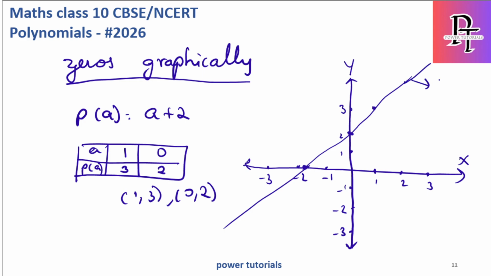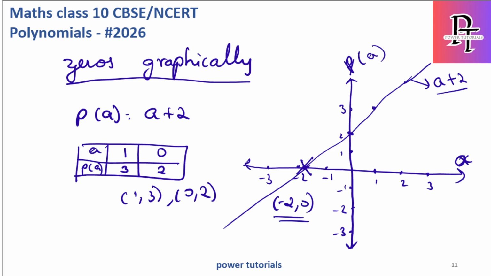Okay, this line is nothing but a plus 2. Here the variables are changed, so this is a here and this is p of a. If you notice here, this line is exactly touching the x-axis at a point called minus 2 comma 0.